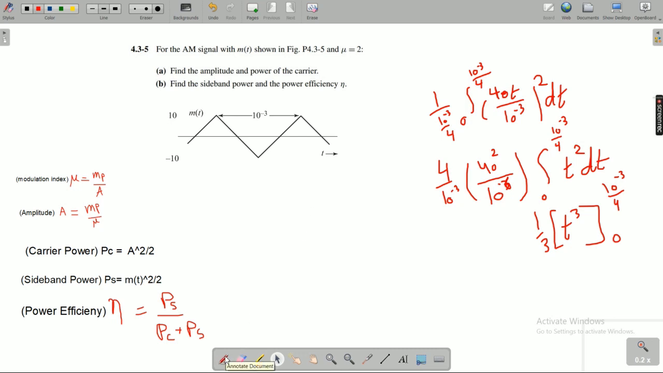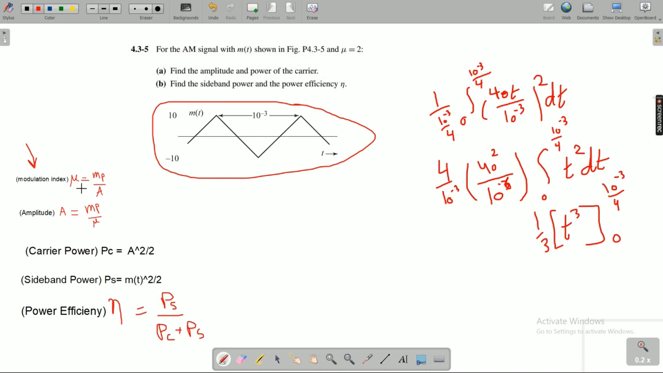In this problem, he is saying for the AM signal, this is an amplitude modulated signal with m of t. m of t is always denoted for the signal, shown in the figure P4.35. This is the figure, and mu is 2. Mu is the modulation index, its symbol is mu, and its value is 2. He's asking for the following: find the amplitude and power of the carrier, and find the sideband power and the power efficiency eta.